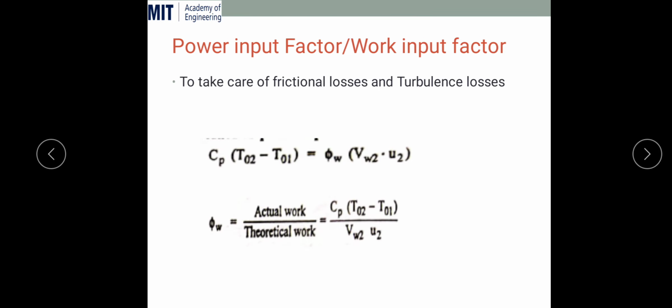Power input factor is actual work upon theoretical work, and this particular pressure coefficient is equal to isentropic work upon theoretical work. Okay. This is not actual work actually. This is a printing mistake over here. This is a theoretical work. Okay. So slip factor, work input factor, and pressure coefficient are the performance parameters, we can say.